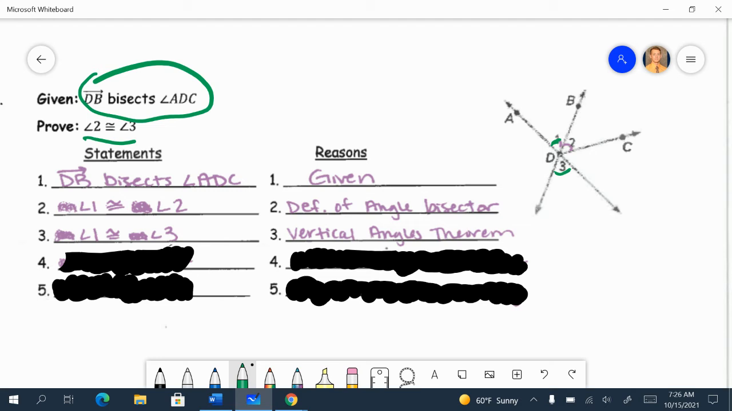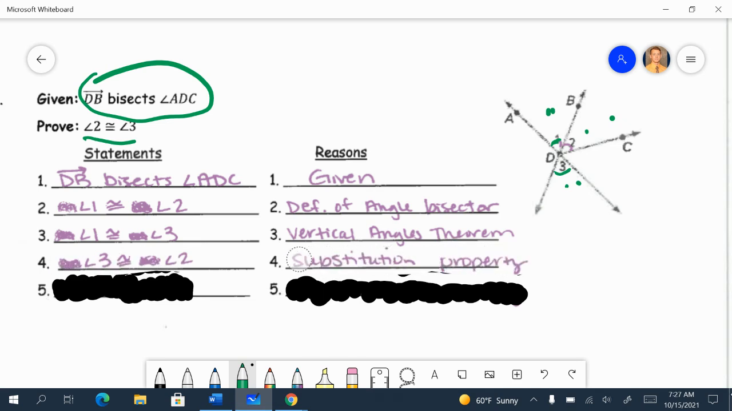Okay, next. Now we said that those were congruent. We can start to say that I think 3 is congruent to 2 now, because if 3 is congruent to 1 and 1 is congruent to 2, then 3 would be congruent to 2. So now they say 3 is congruent to 2. And that is our substitution property. We can say that substitution, since 1 is congruent to 2 and 1 is congruent to 3, then these things should be congruent to each other. That's why it's substitution.